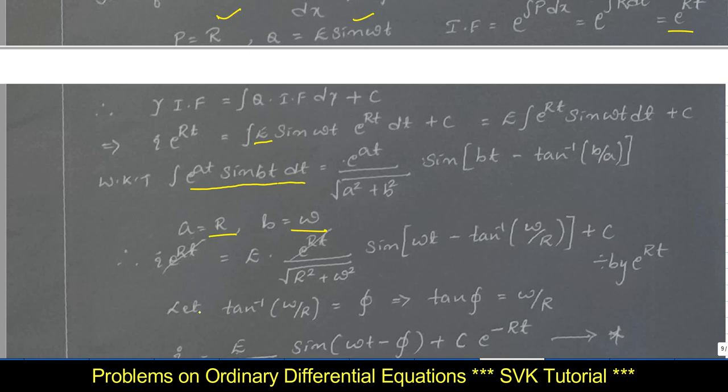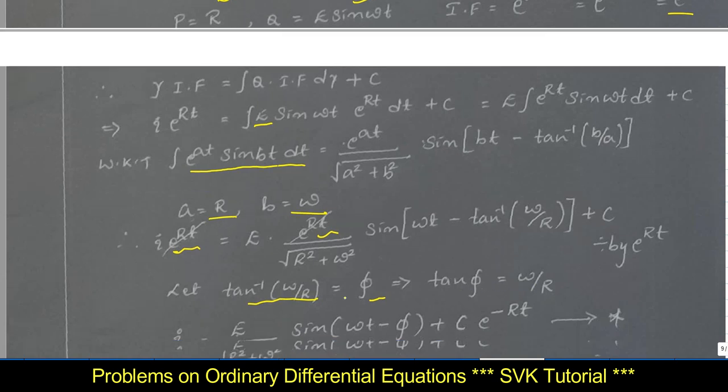We are going to get these two terms cancelled. Therefore we are left with I equal to E times E by square root of R square plus omega square, sine of omega t minus tan inverse of omega by R. Now for our convenience, I am going with a substitution. Let tan inverse of omega by R equal to phi. So that becomes tan phi equal to omega by R.